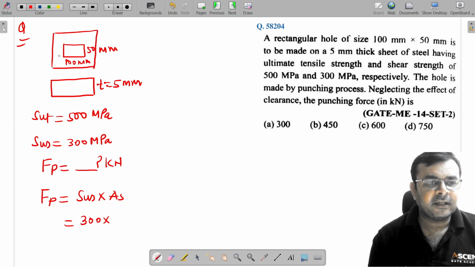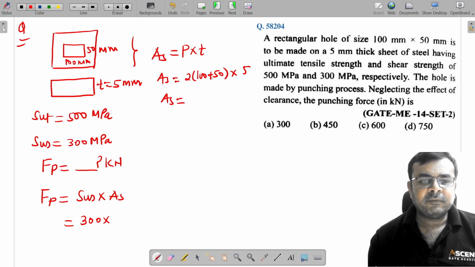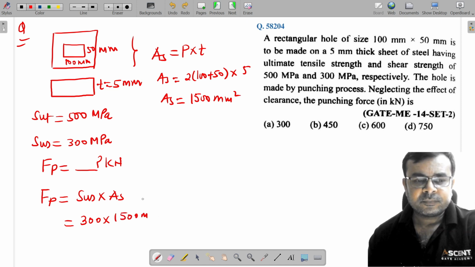And what about the shear area? Shear area is nothing but the perimeter of the rectangle into thickness. Perimeter is 2 times (100 plus 50), and thickness is 5 mm. Correct? So from this you get 150 into 2, that is 300. 300 into 5 gives 1500 millimeter square. Yes or no?